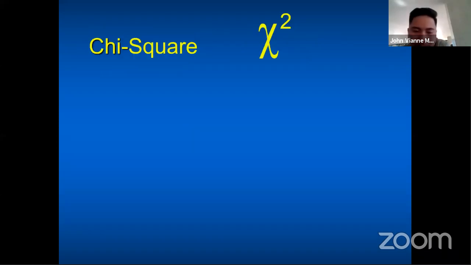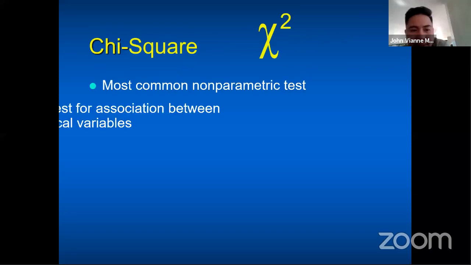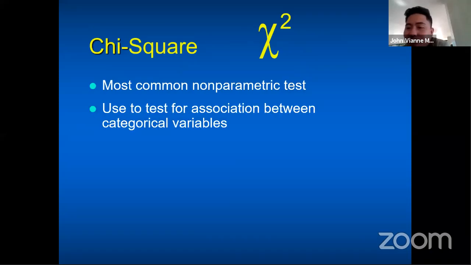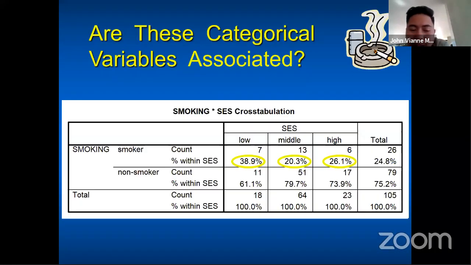So here's chi-square. It's the most common non-parametric test used to test for association between categorical variables, used to test the difference between observed and expected proportions. So the larger the chi-square value, the more the numbers in the table differ from those you would expect if there would be no association. So chi-square computes the strength of the association between smoking and SES.